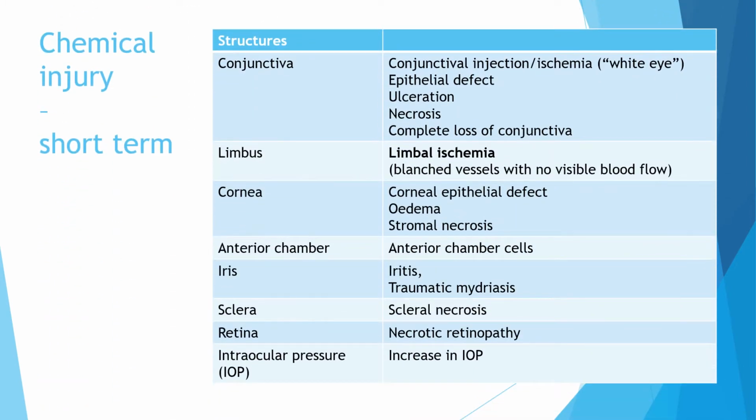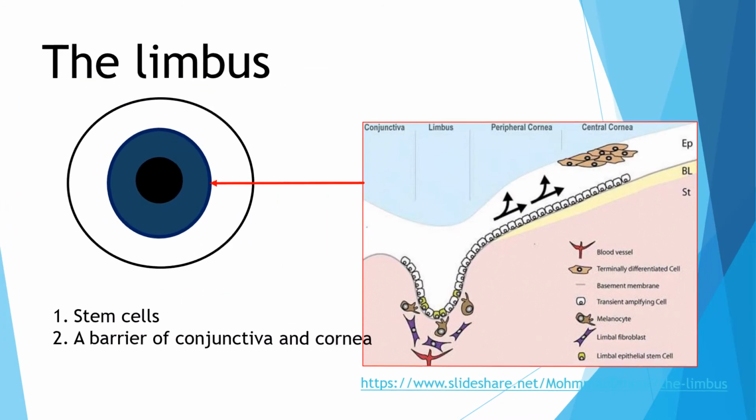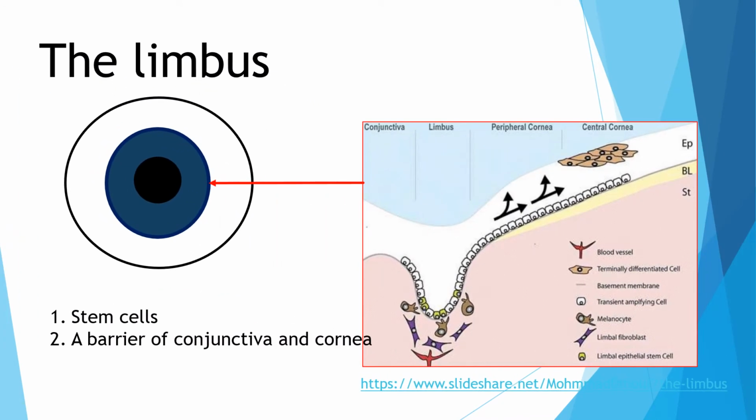This is a list of what we will look for during examination. You don't need to remember the whole thing. We particularly look for limbal ischemia. Now, in limbal ischemia, the vessels are blanched without visible blood flow. Permanent damage to the limbus is a poor prognostic indicator because the limbus contains stem cells for regeneration of the epithelium. It also acts as a barrier between the conjunctiva and the cornea.